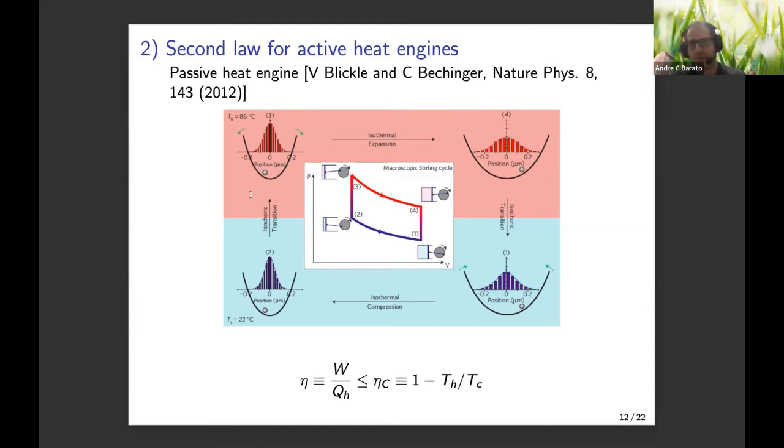Then I change the temperature from red to blue, and then I change the stiffness again, and then I change the temperature again. That's a cyclic process. It's something like a Stirling cycle, right? And you know, you can extract work, and you have the Carnot bound.